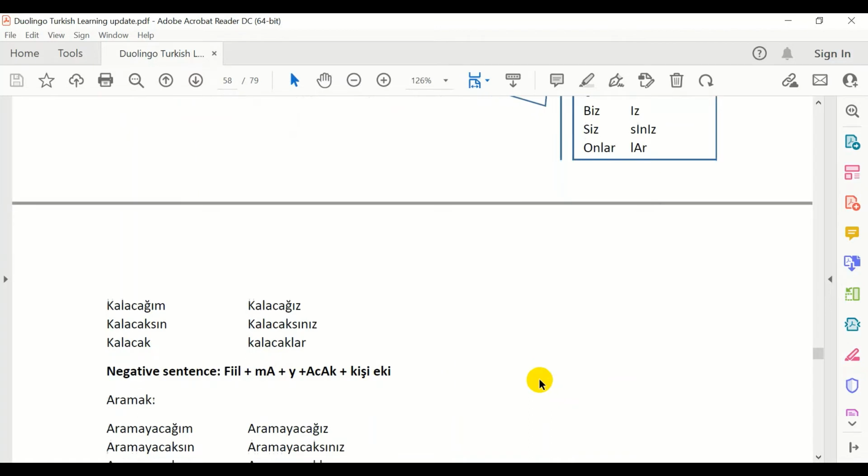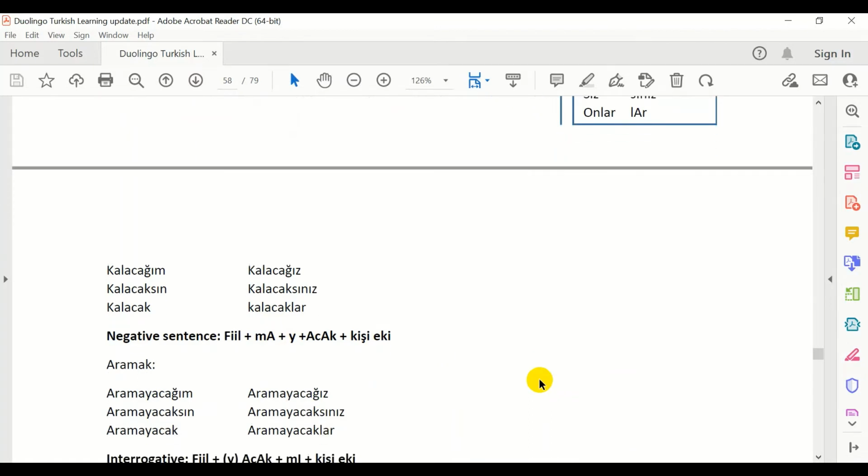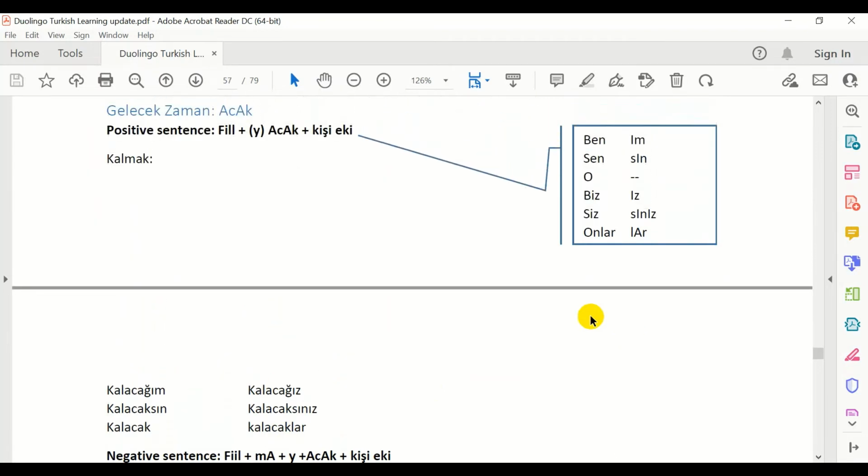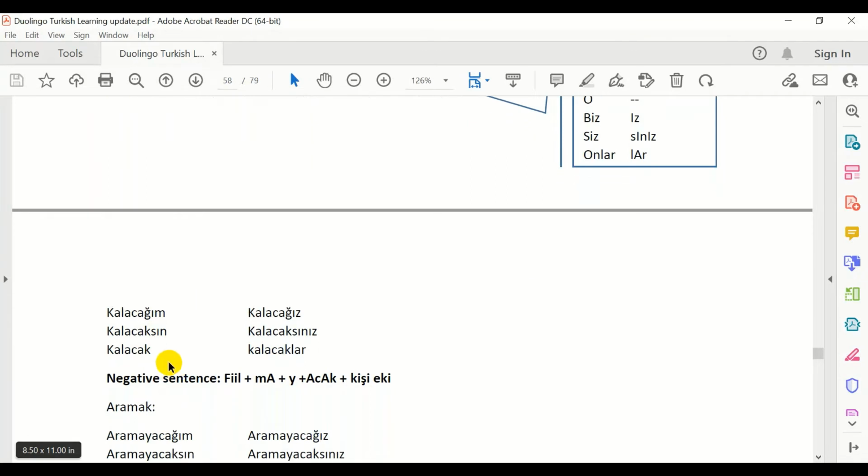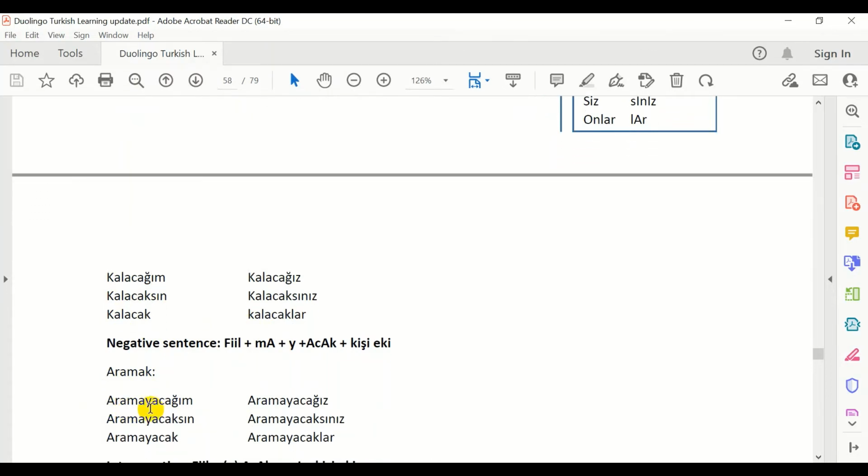I hope now you have understood it. So see here, kalmak, kalacağım, I will stay. And if you want to change it to a negative sentence, before the tense suffix you should add the negative suffix. Kalmayacağım, as simple as that. Or here aramak means to call, so after the verb you are adding this negative suffix, aramayacağım.